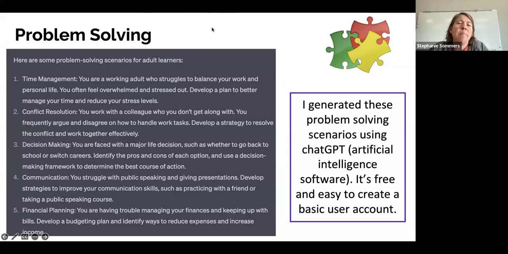So, time management: you are a working adult who struggles to balance your work and personal life. You often feel overwhelmed and stressed out. Develop a plan to better manage your time and reduce your stress levels. So I would like these to be a little bit more developed scenarios with a few more variables, but again, they at least could be a starting point, created using a free basic user account with ChatGPT.